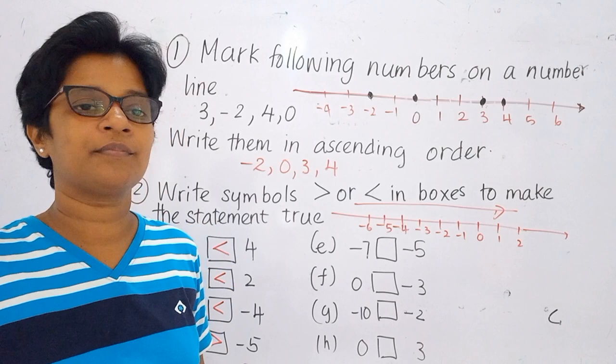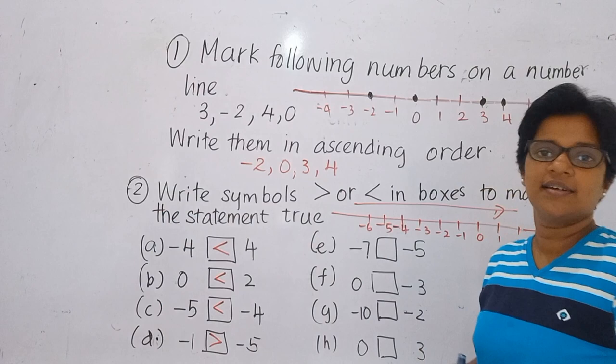Next one, E. Negative 7 and negative 5. Negative 7 and negative 5. What is the greater value?